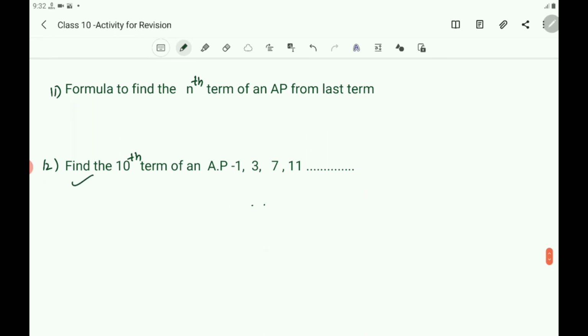Then next question, find the 10th term of an AP: minus 1, 3, 7, 11. Here you find the value of A. A is the first term, you write A, and D. D is A2 minus A1, that is second term minus first term. And N equals 10 here, find A10. That is, write the formula AN equals A plus N minus 1 into D, and you substitute the values of A and D and solve it. Then you will get the 10th term of this given AP minus 1, 3, 7, 11.